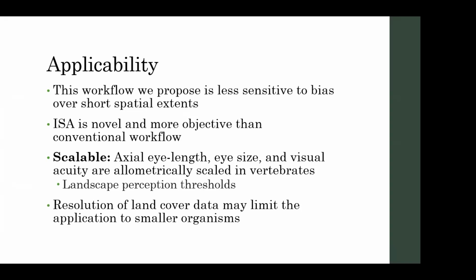Axial eye length, eye size, and visual acuity are allometrically scaled in vertebrates, which keys into their landscape perception threshold. However, when it gets down to amphibians, which would be a very interesting use for this, you need extremely high resolution land cover data to create the same effect, which may be hard to come by.